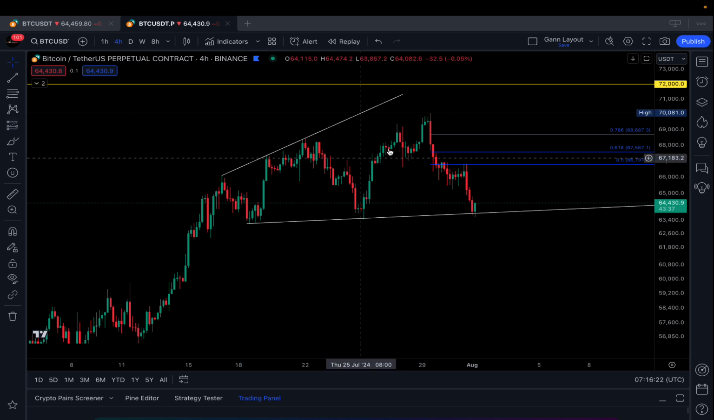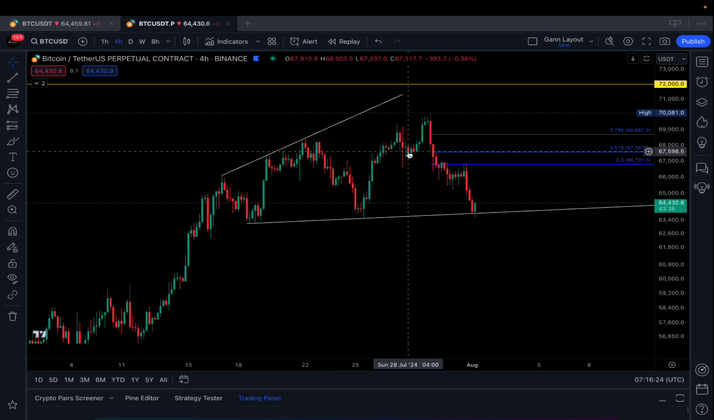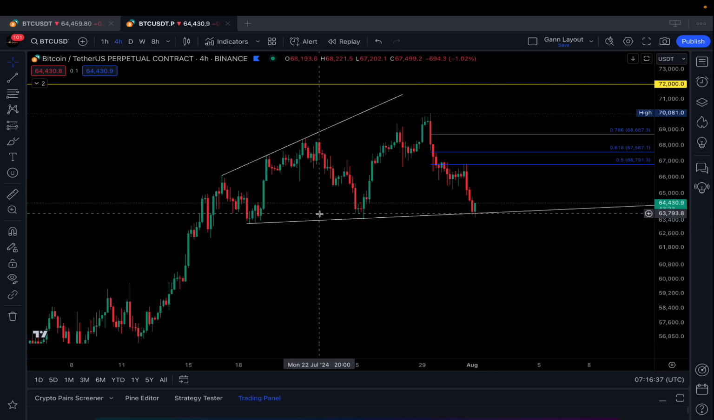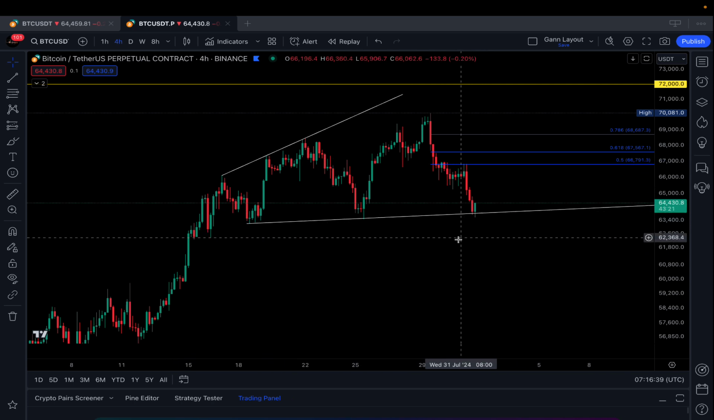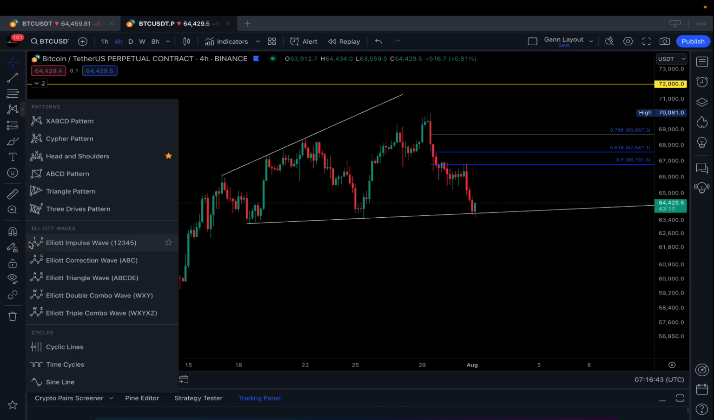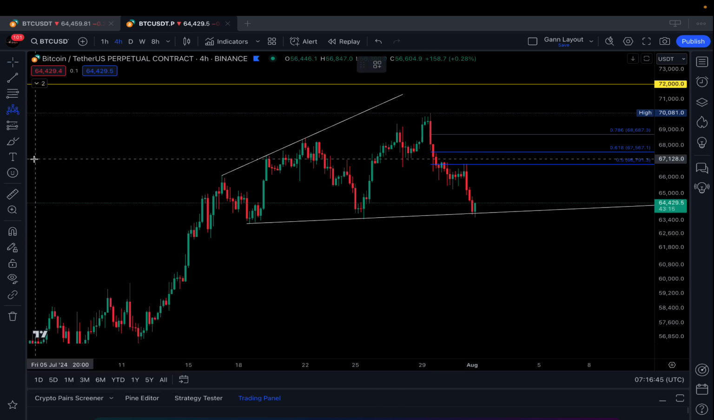Where am I aiming at? I am aiming at the 0.618, which is at 67.5, and I am expecting the minimum retracement to make it to 66.8. I am already long on Bitcoin for this bounce, and I shared this trade on Twitter. I share all my trades on Twitter.